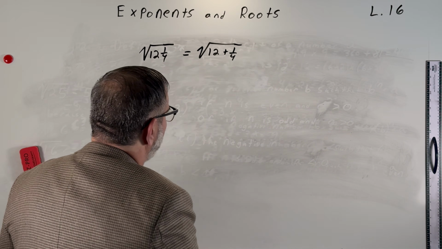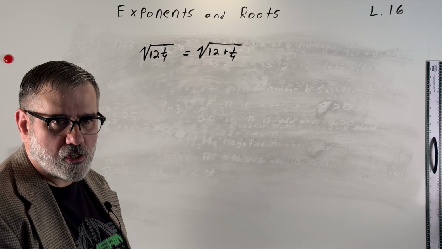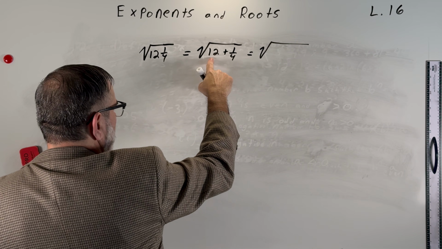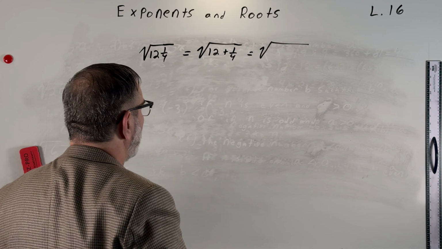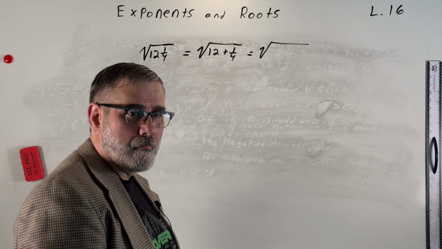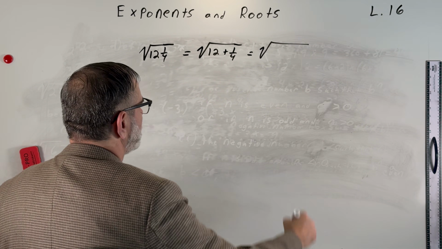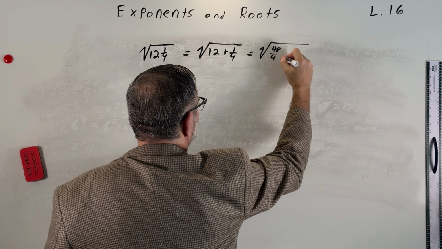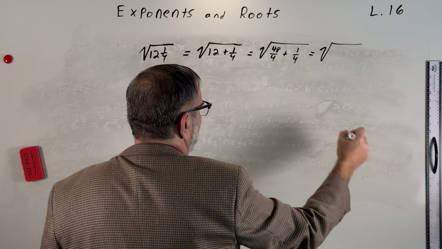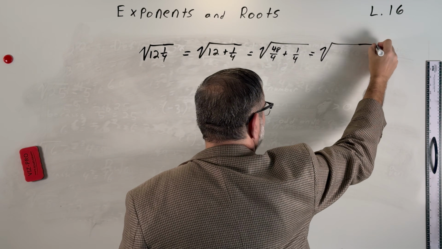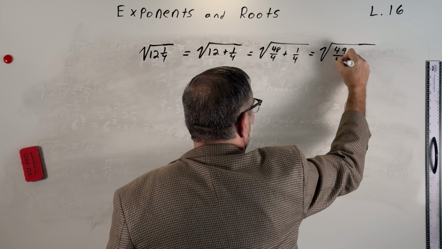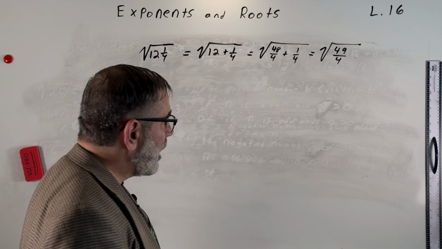What we can, however, do is write this instead of a mixed number. We can turn this into an improper fraction and see if we can get anywhere. So this would be equal to the square root of, well, we want 12 to have a denominator of 4. So what is 12 times 4? What is 12 times 2? 24. And 24 times 2? 48. Yeah, so this is 48 fourths plus 1/4. And that is equal to the square root of, remember, I can't break this up into a square root plus a square root. It's all under one square root sign. 48 plus 1 is 49 fourths.